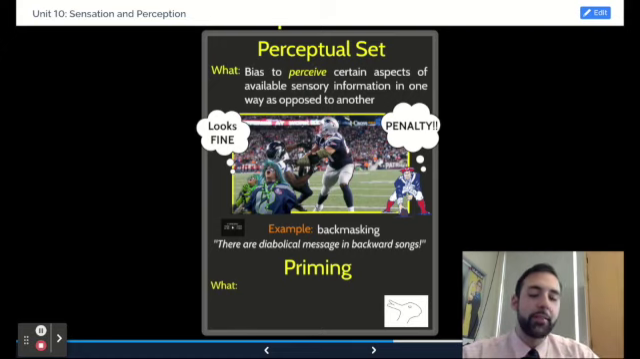What you perceive in that example really is a byproduct of how biased you are towards that scenario. If you are a fan of one team, you're definitely going to think it's a penalty. If you're a fan of the other team, you might think that the play was totally reasonable and fine. It's all a byproduct of your bias.